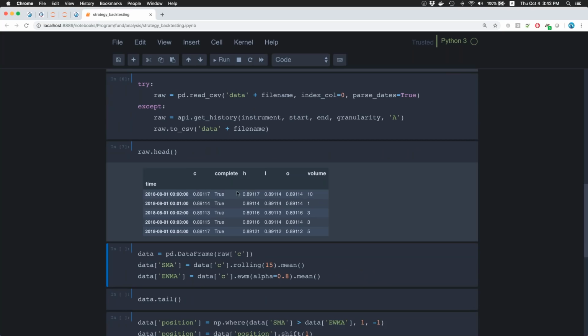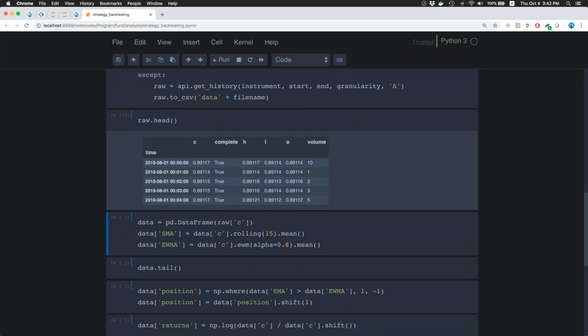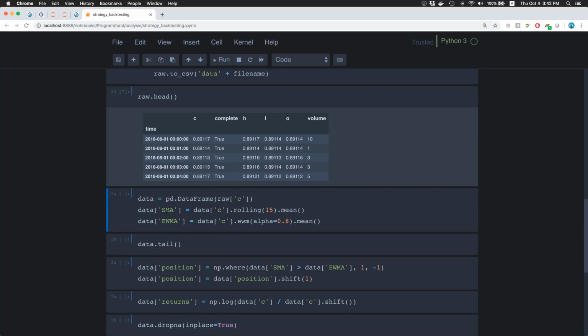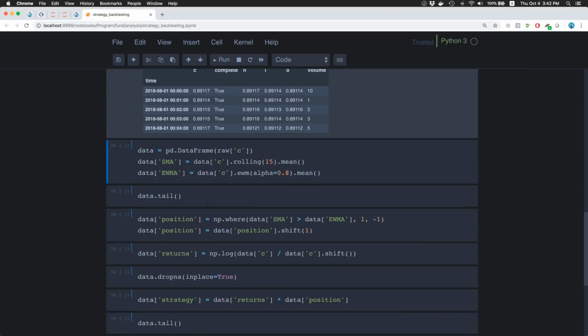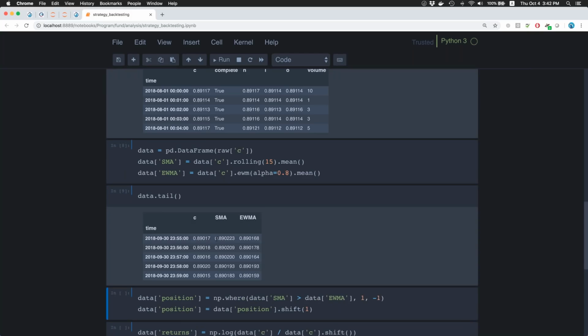So here I've retrieved the data from disk. You see we have open, high, low, close. This is for ask prices only. Typically I work with mid prices, but to keep things simple, I'm just relying here on ask prices for the sake of demonstration. You see here the head. And what I'm working with is a simple moving average over 15 bars and an exponentially weighted moving average, where I set the alpha value to 0.8. And I get my two financial indicators. So this is traditional.